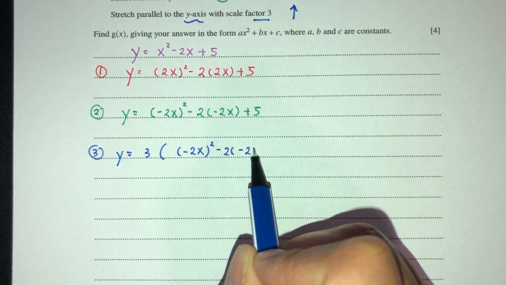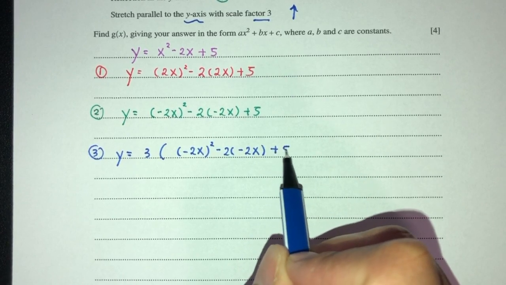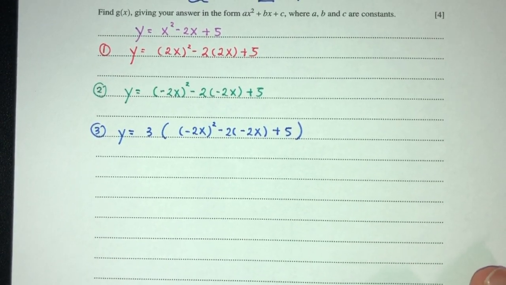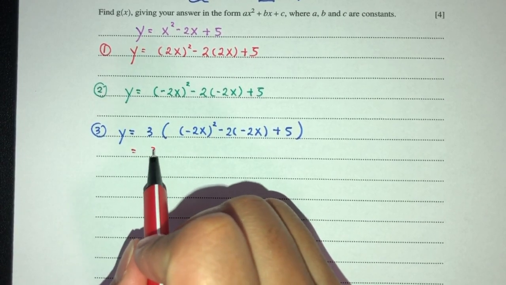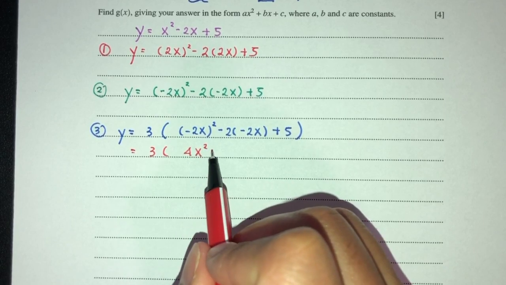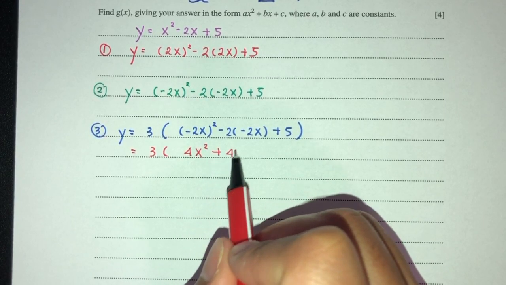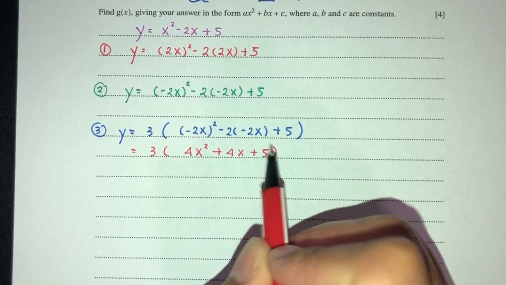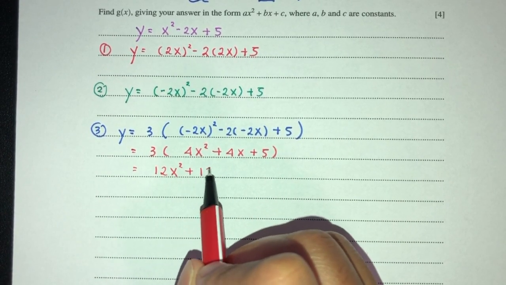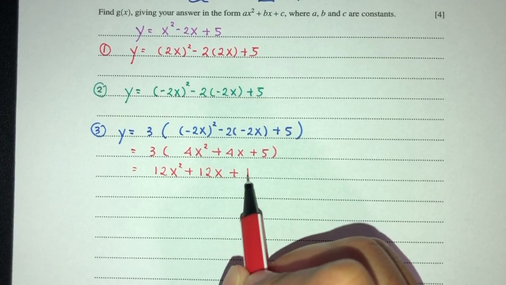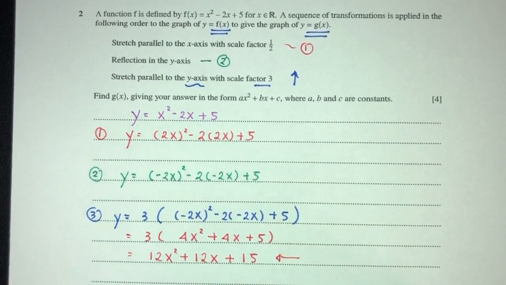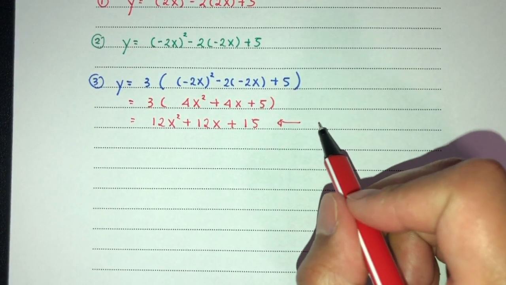So now we have to expand this one by one and see what happens. So this will be 3. That will become 4x squared plus 4x and plus 5 times 3. That should become 12x squared plus 12x plus 15. And this is your answer in this form right here for your equation of g of x.